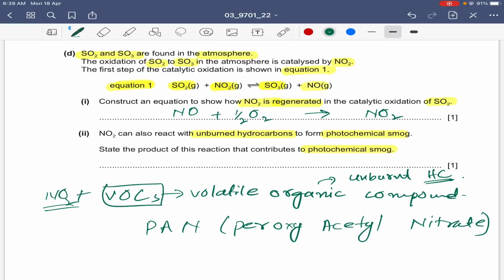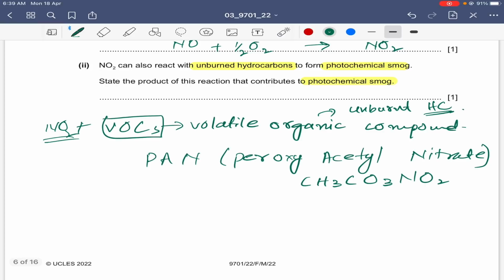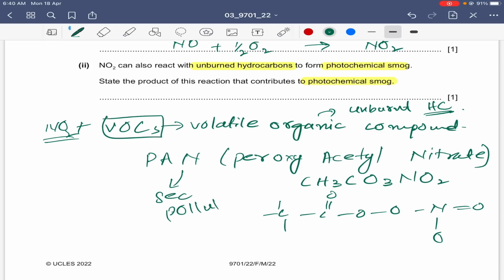Right, this peroxyacetyl nitrate has a formula of CH3CO3NO2. They will not ask you about the structure, but let's suppose if we draw the structure, this is CH3, C double bond O, O, O, N, O, right? This is the structure for the peroxyacetyl nitrate, and this is a secondary pollutant. This is a secondary pollutant because this is not directly being released from car exhaust. It is being produced from a primary pollutant.